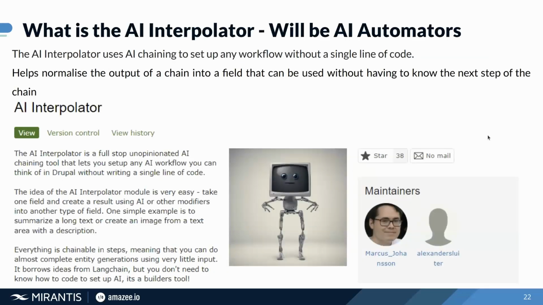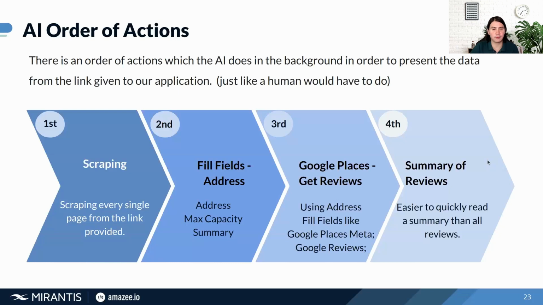The thing that we're showing you today is this AI Interpolator, and it's going to be called AI Automators soon. So it will be in the AI module very soon. And this allows you to actually chain prompts together to build complex applications. Now, to show you, this application has actually quite a lot of relatively complex chains, although we've done it quite simply.